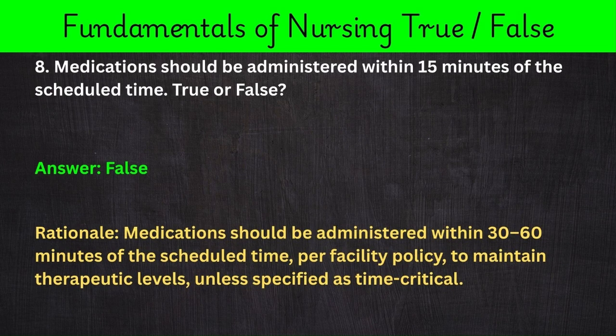8. Medications should be administered within 15 minutes of the scheduled time. True or false? Answer: false. Rationale: medications should be administered within 30 to 60 minutes of the scheduled time, per facility policy, to maintain therapeutic levels, unless specified as time-critical.